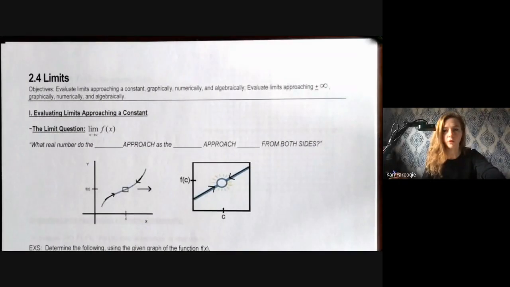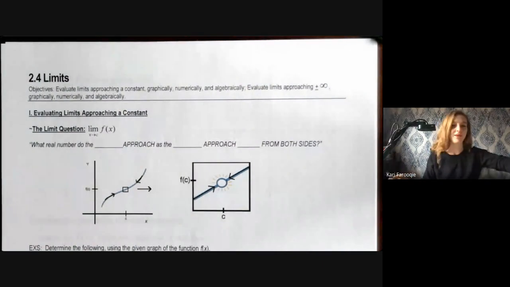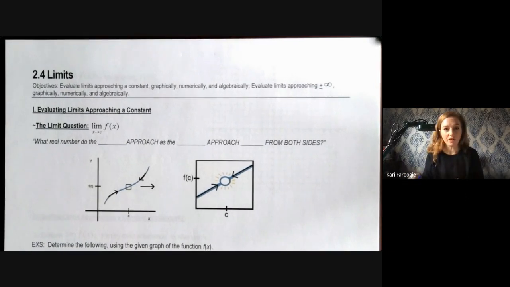All right, 2.4, we're going to talk about limits. Finally, right? Some new material. Maybe you were kind of basking in all the excitement of algebra, but now we get to talk about calculus today. All right, so today we're going to evaluate limits approaching a constant graphically, numerically, and algebraically.